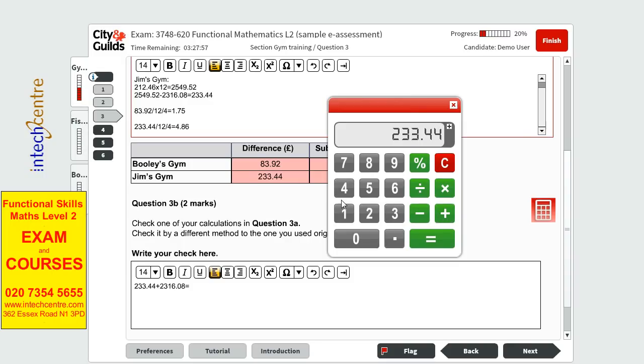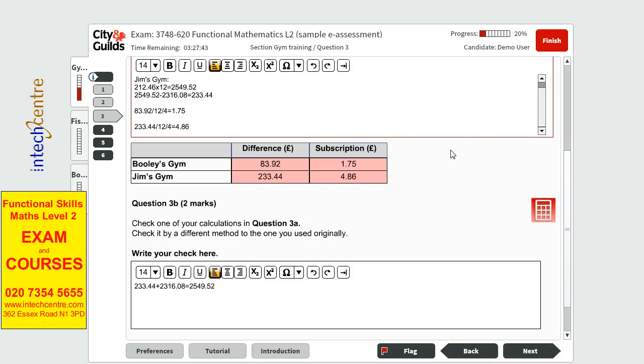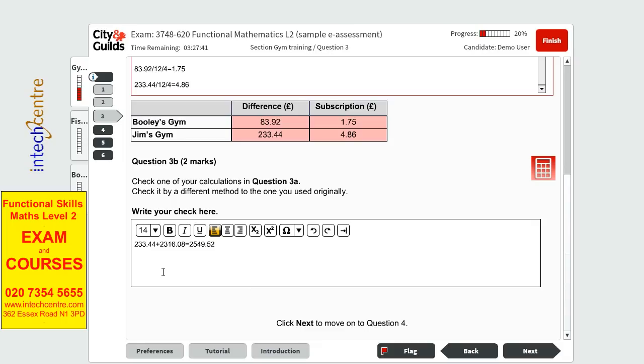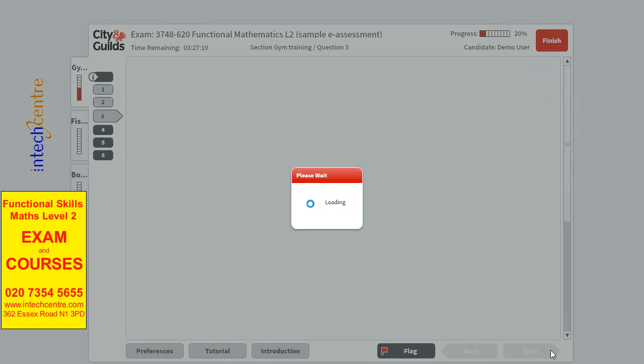233.44 plus 2,316.08. It will give us 2,549.52, just as I said earlier. Perfect, and this is 2 marks for you, so very easy. Make sure you do it. Don't try to explain anything to them in this question, just write your check as you can see here. Remember that subtraction reversed is addition, addition reversed it will be subtraction. Same thing with multiplication and division. Now if we click next, let's move on to question 4.